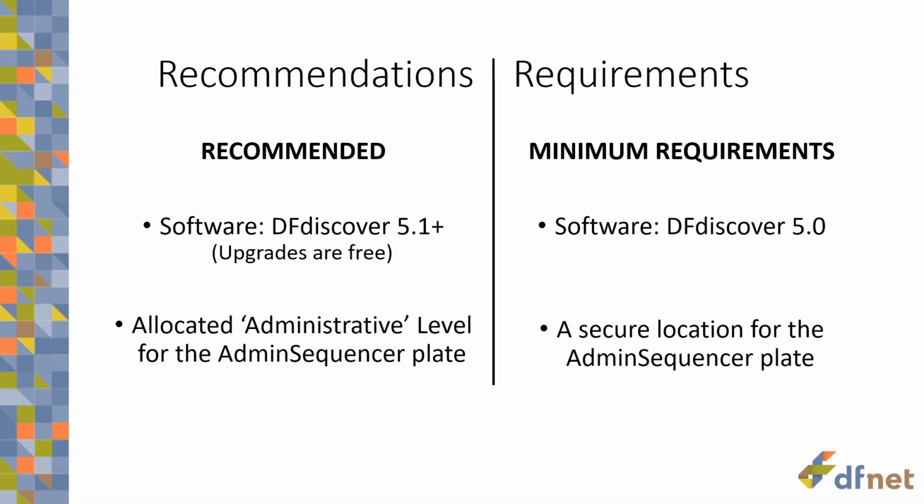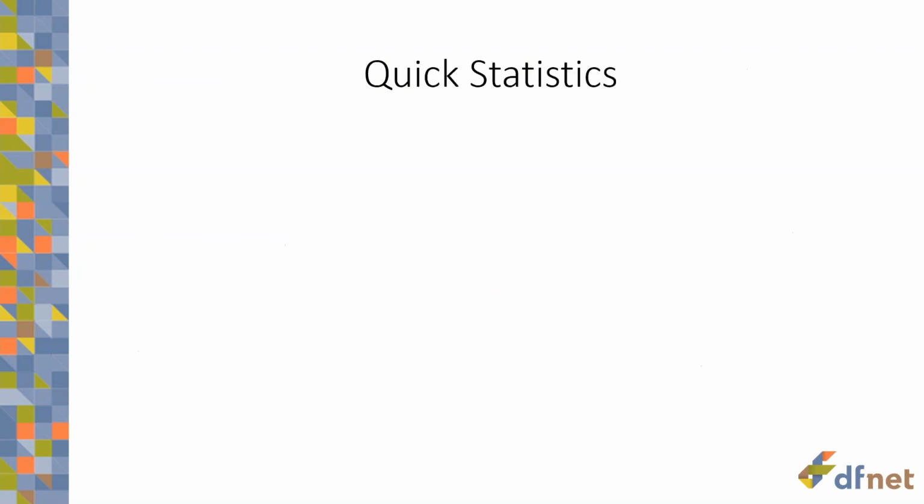and use the system. The minimum requirement is just some sort of secure location for the admin sequencer plate. It doesn't have to be its own level. It doesn't have to be a specific visit. That can be decided by you, but you do need a place where it won't accidentally get pushed. So you don't have a situation where someone validates it to a different level and suddenly no one can randomize because their permissions cannot see a certain hidden level.